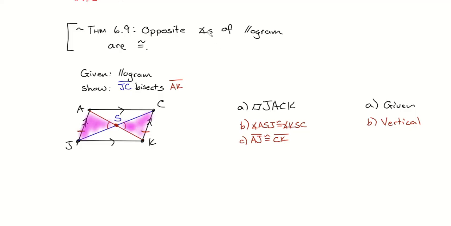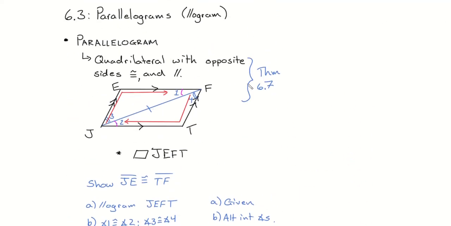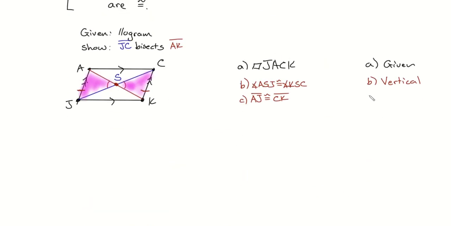Theorem 6.9 says the opposite angles are congruent. If we scroll up just a skosh, it was its own theorem. 6.7 says opposite sides are congruent, right? So if it's a parallelogram, which we know it is, I'm going to say, hey, opposite sides congruent. And that's all that I need.